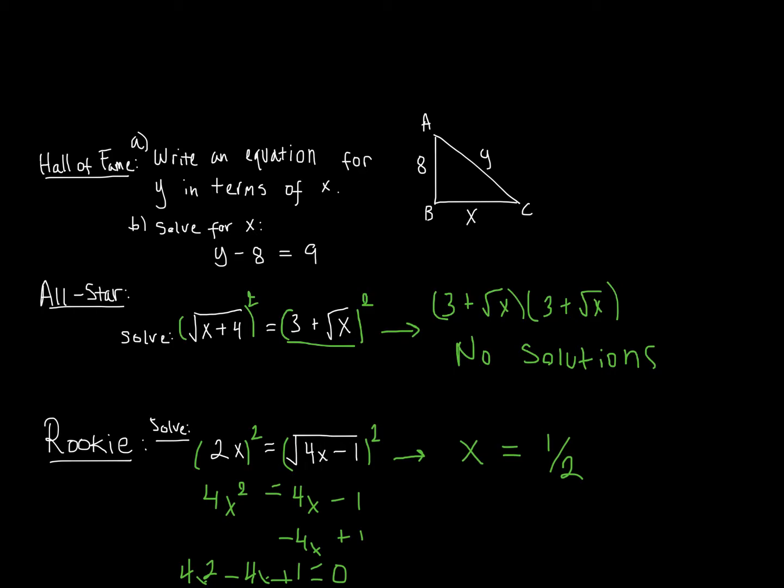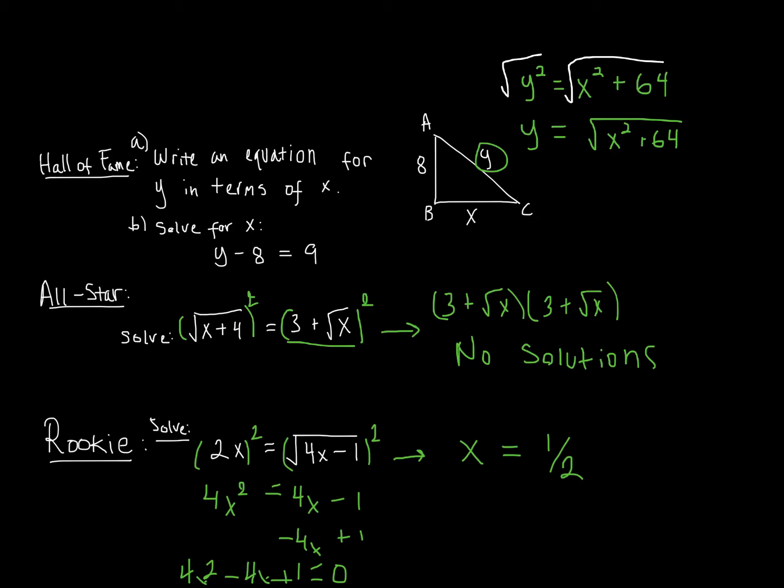Here is a little Pythagorean theorem reminder. So if I want to write an equation for y in terms of x, y here is the hypotenuse. So I know that y squared is going to be equal to x squared plus the other side squared, which is 64, 8 squared. And now I want y in terms of x, so I square root both sides, and I'll get y is equal to the square root of x squared plus 64.